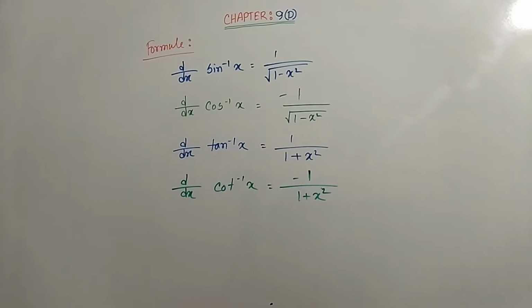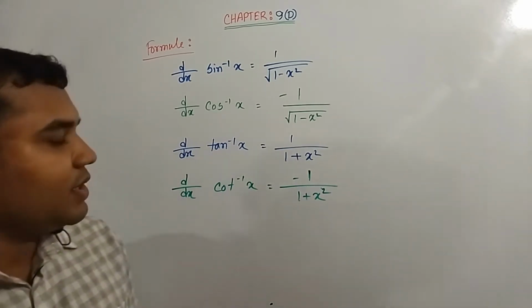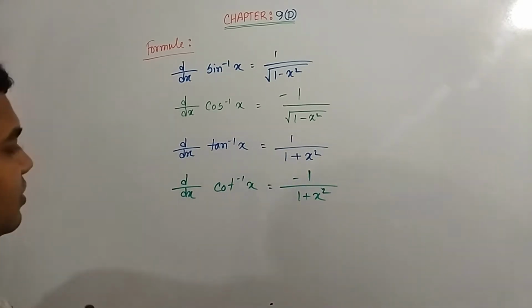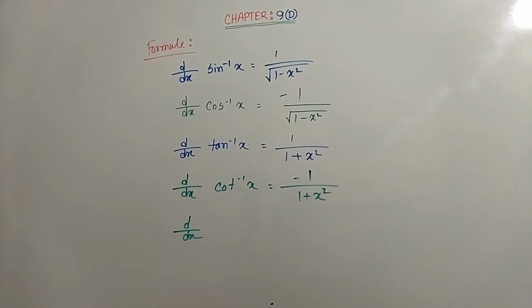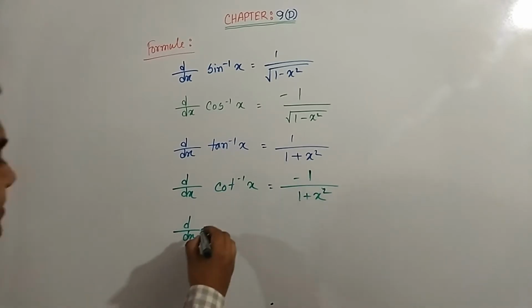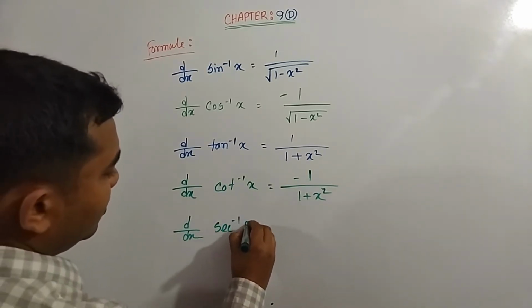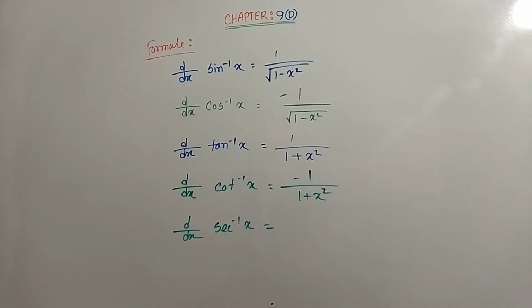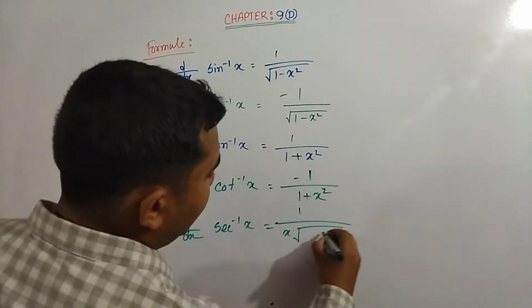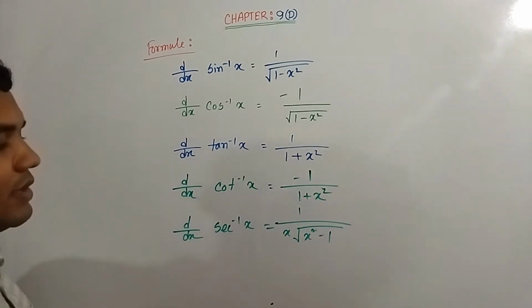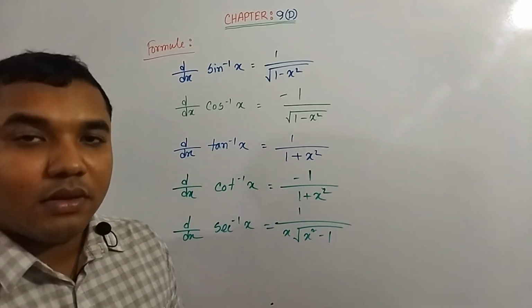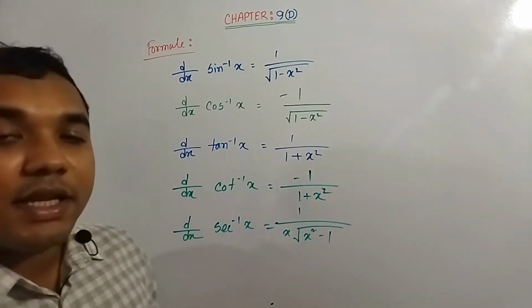Here there are two more trigonometric ratios, cosec and sec. First, sec. What should be d/dx of sec inverse x? Exactly, 1 by x into root over x square minus 1. 1 by x into root over x square minus 1 is the formula for d/dx of sec inverse x.